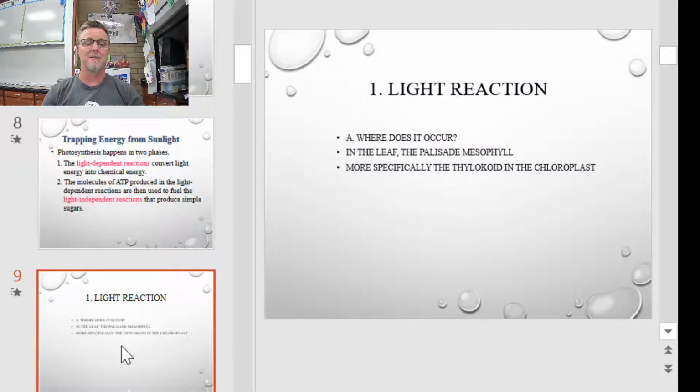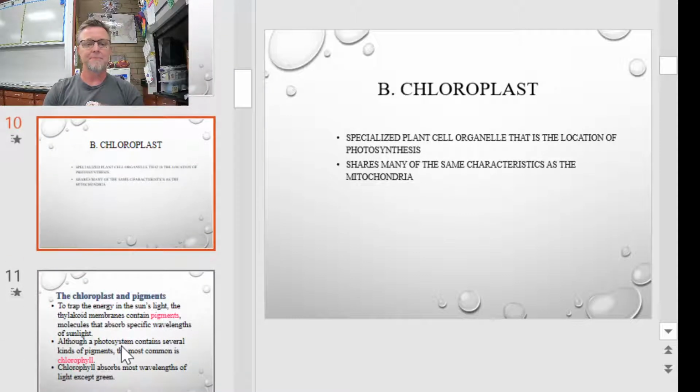light-independent reactions. The light reaction occurs, if we want to be super picky and super specific, in the thylakoid inside of a chloroplast. So if you want to be really general, you could say, well, it occurs in a leaf, right? So the leaves of plants are where photosynthesis really occurs, or the thylakoid inside the chloroplast. What's a chloroplast, you ask? Well, you should remember those from our cell parts video.